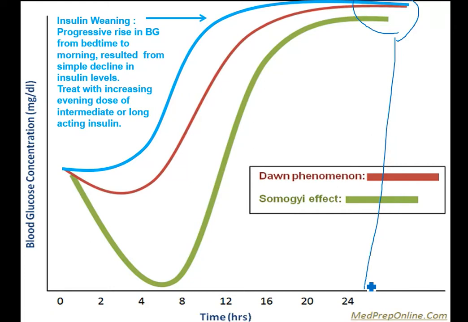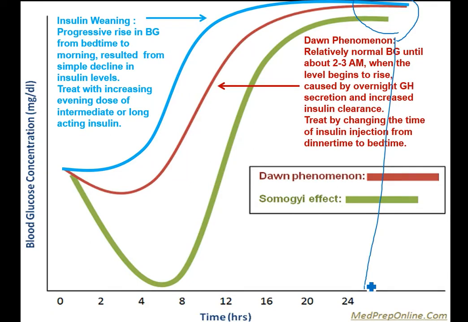In insulin waning, there is a progressive rise in the blood glucose from bedtime to morning. This is a slow progressive rise in the blood glucose till reaching the morning, and it is treated by increasing the evening dose of the intermediate or long-acting insulin. Whereas in dawn phenomenon, there is also a relatively normal blood glucose until midnight, between 2 to 3 a.m.